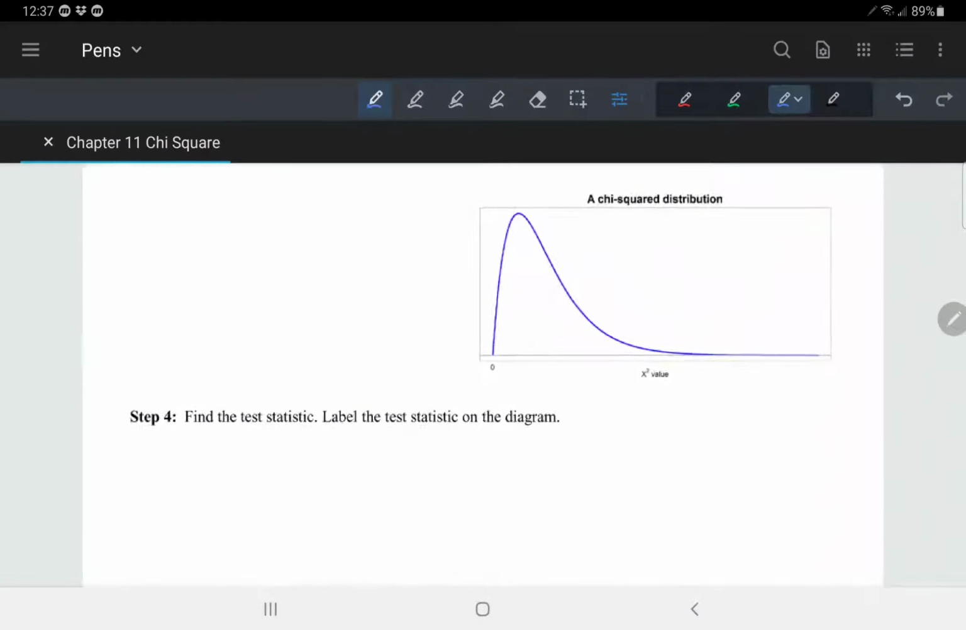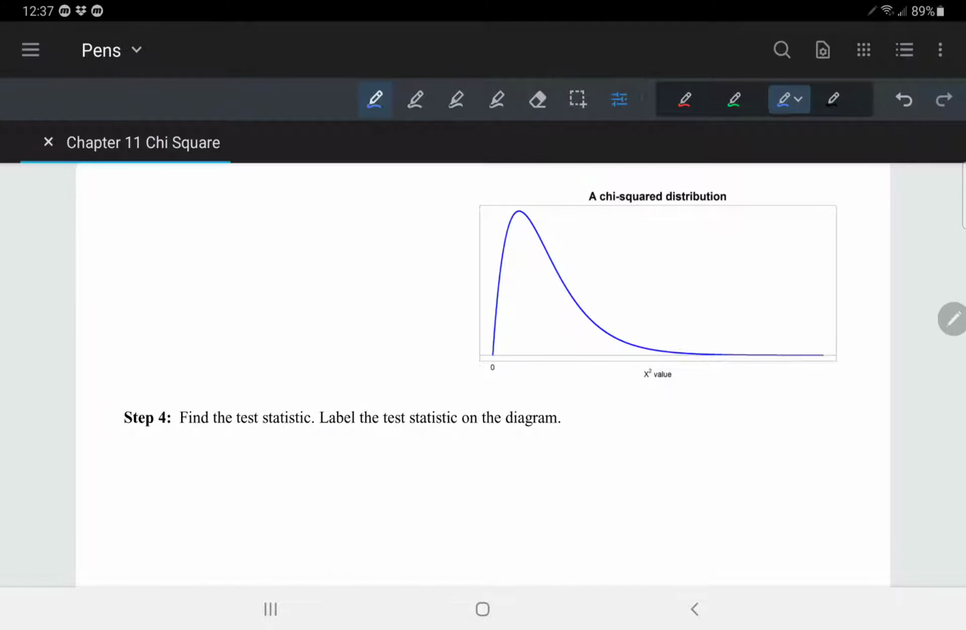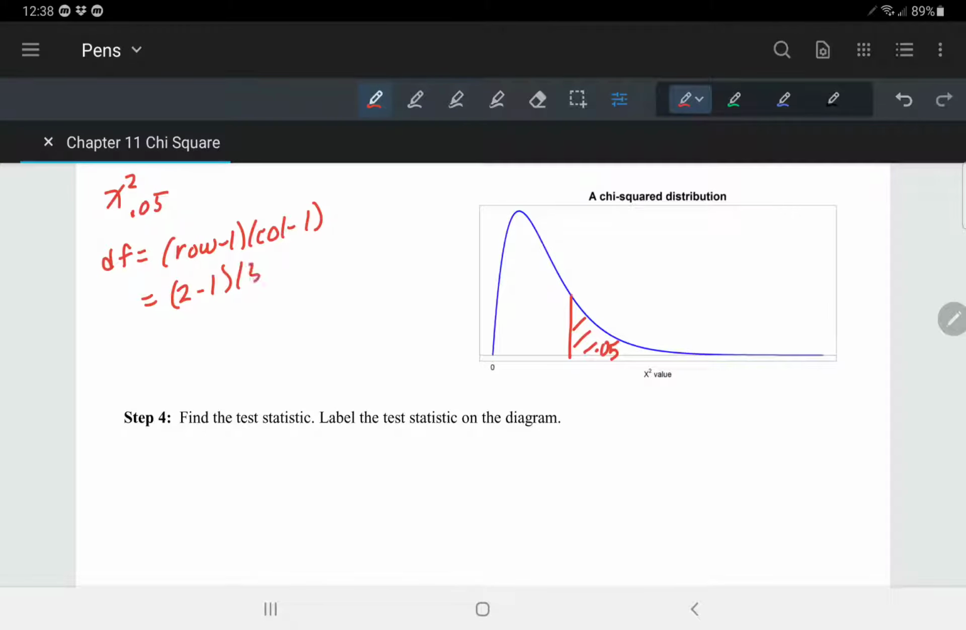So over here, we have the chi-square distribution. We know that this is going to be 5%, so we come over here, right-tailed. In here, we want this to be 0.05. So we'll be looking for chi-squared 0.05. We'll need to know the degrees of freedom. The degrees of freedom are row minus 1 times column minus 1. We have 2 rows and 5 columns. This becomes 1 times 4, which is 4. So when you go to the table, then you can find the critical value from the table, and that will be 9.488.